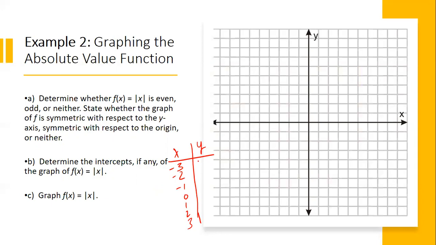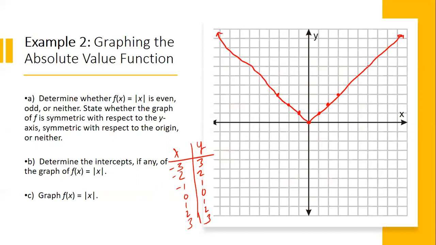The absolute value of -3 is 3. Absolute value of -2 is 2. Absolute value of -1 is 1. 0, 1, 2, 3. Because absolute value is essentially just asking how far is the number from 0, right? And distance is always positive. So when we sketch it out, we end up with a V shape.